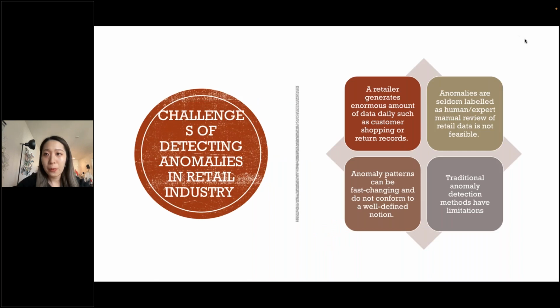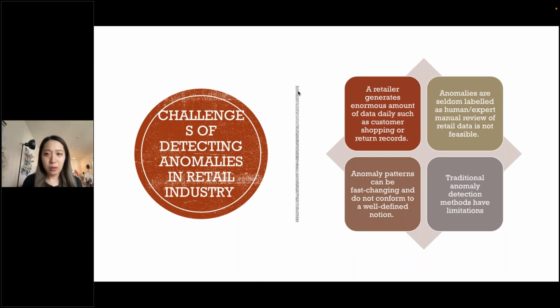Before we talk about the actual system I'm building, I really want to spend some time to talk about the problem background and the challenges I'm facing when doing anomaly detection in the retail industry. For a giant retailer like Walmart, we generate an enormous amount of daily transaction data. We have a large amount of customer shopping and return records, so we are facing a very huge data set.